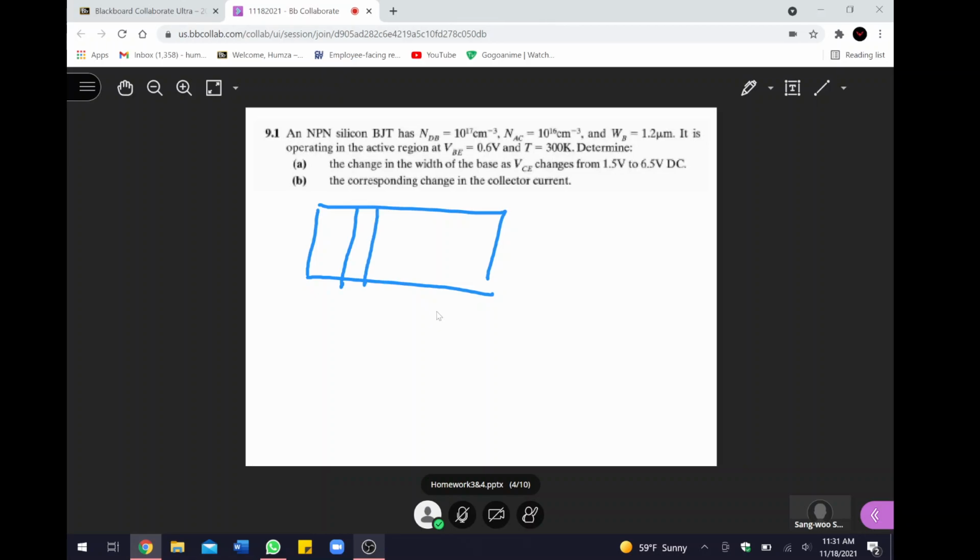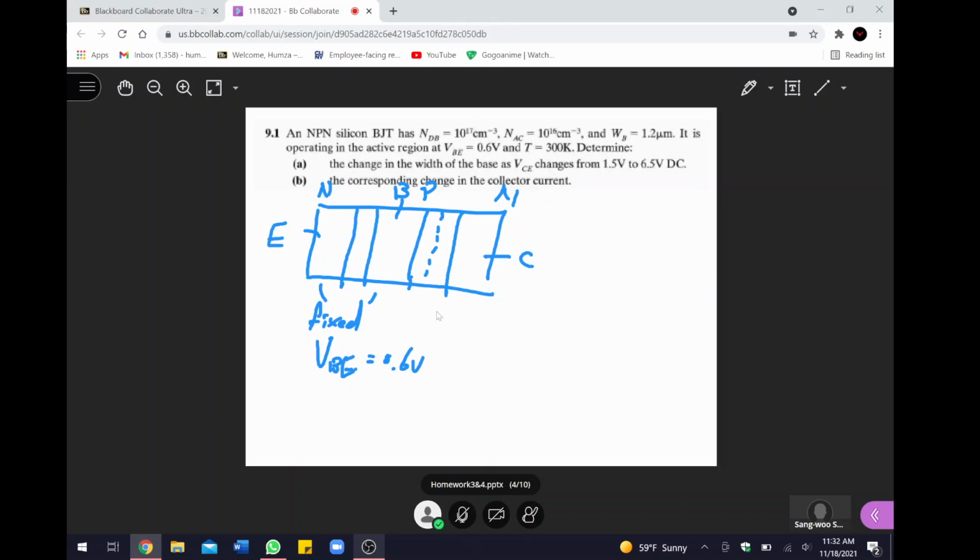Let's say you have the emitter and base, and the base and collector, with a depletion region. This is the base region, this is the emitter, and this is the collector region. The emitter and base junction is forward biased. The base is P-type semiconductor, this is N-type, and this is N-type. In the forward bias, this is fixed. We do not change this base and emitter voltage. It is fixed at 0.6 volt.